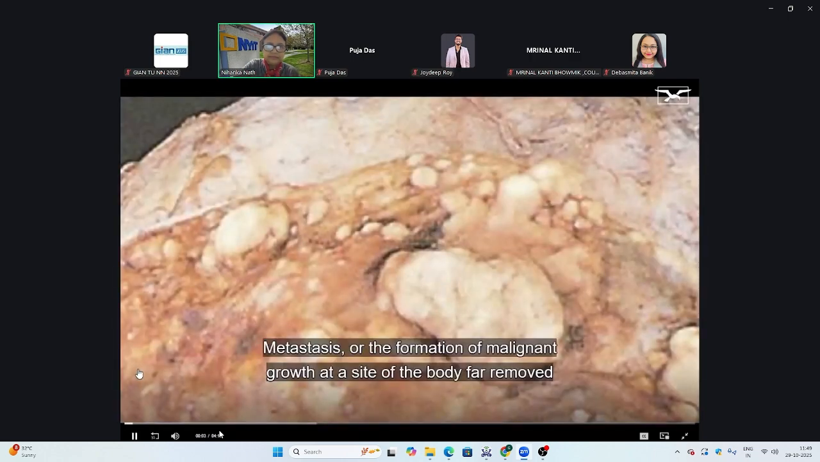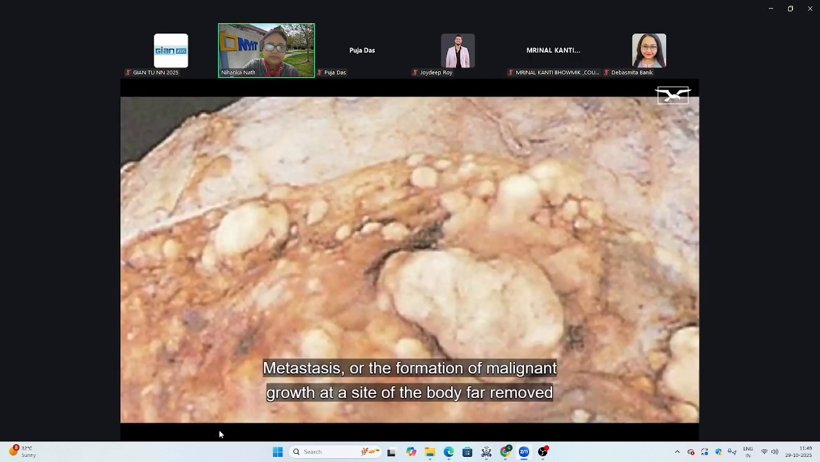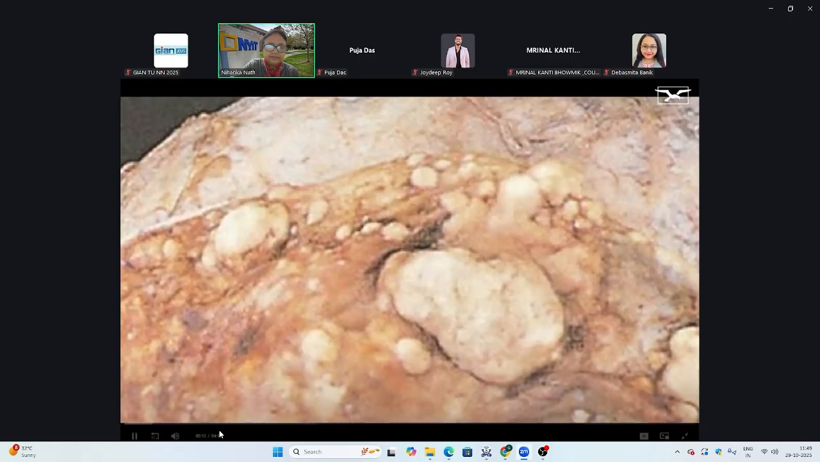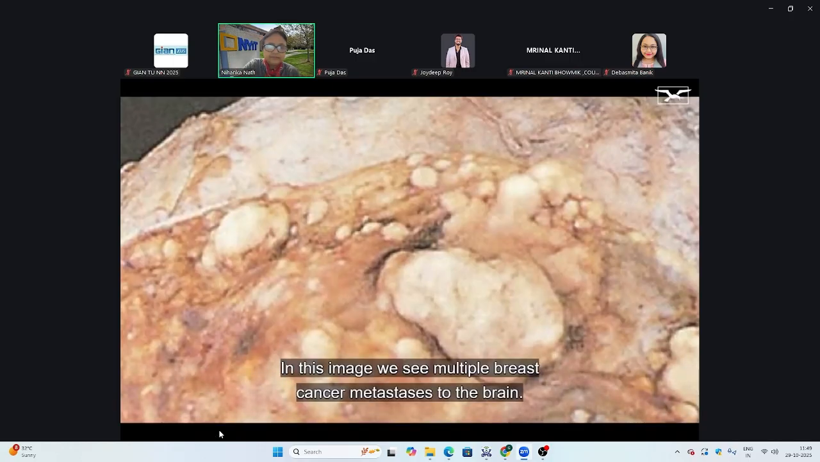Metastasis, or the formation of malignant growth at a site of the body far removed from the location of the primary tumor, is responsible for 90% of deaths from cancer. In this image, we see multiple breast cancer metastases to the brain.